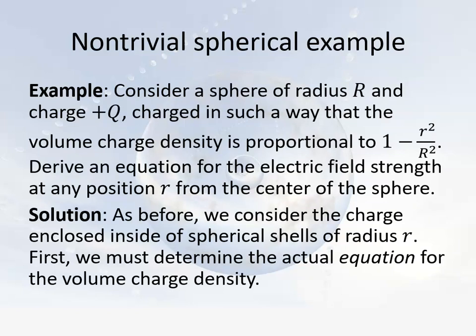Let's say you have a sphere of radius big R and total charge big Q, but the charge is distributed in a non-uniform manner, such that the charge density is proportional to 1 minus little r squared over big R squared, where little r is your radial coordinate, going out to the edge of the sphere with radius big R. So here's the idea. We know what the charge density is proportional to, but we don't know what it is equal to. So first, we need to come up with an equation for the charge density itself.